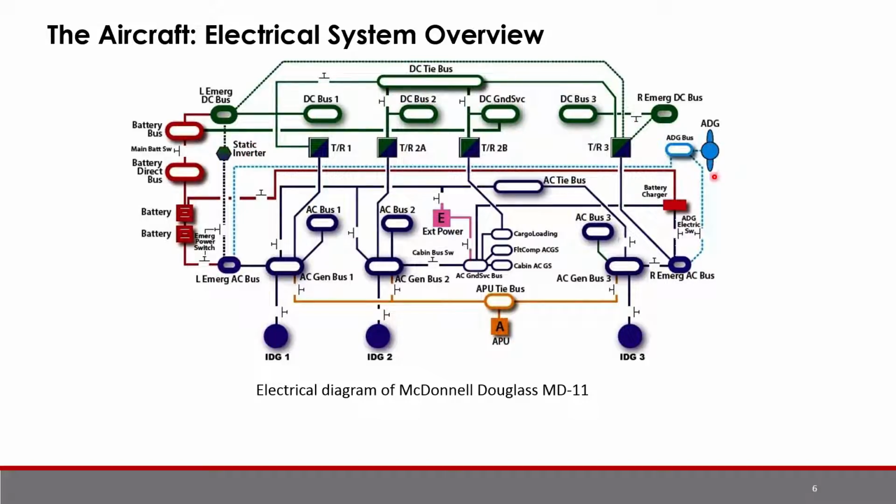We also have our ADG, which we'll learn about later, is a turbine that can generate emergency power. We have our emergency buses, both alternating and direct current, and the batteries over here, and these little things right here are switches.